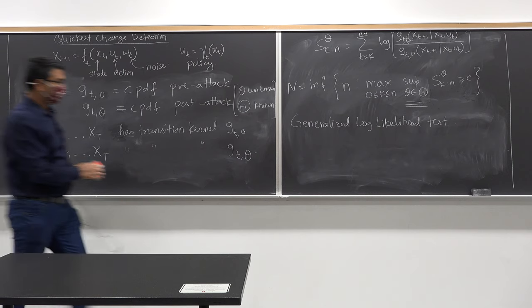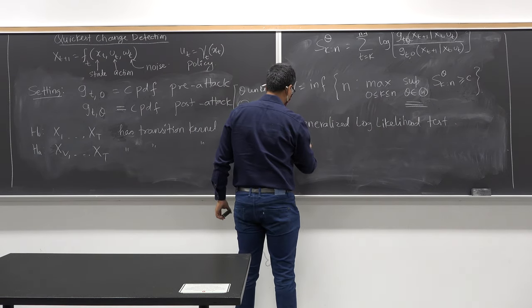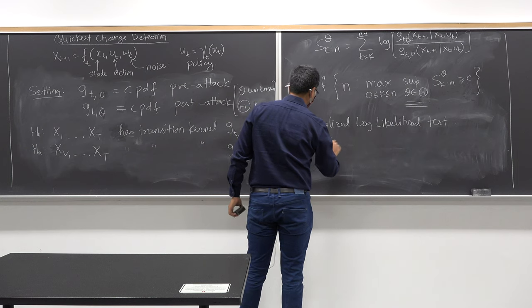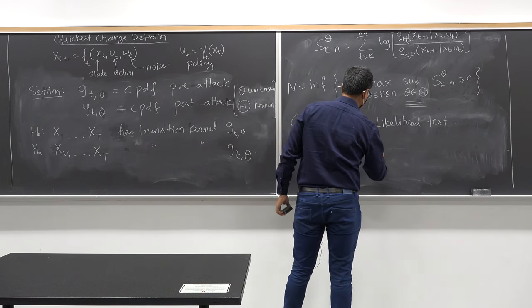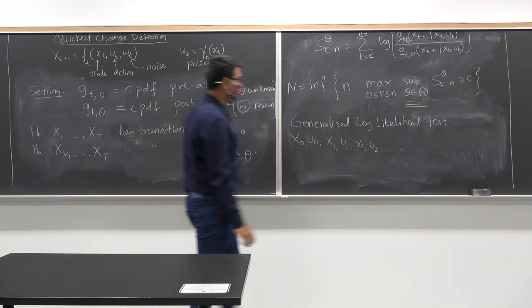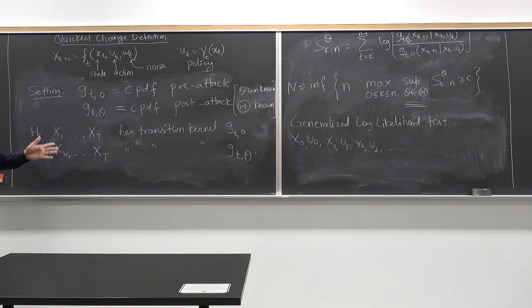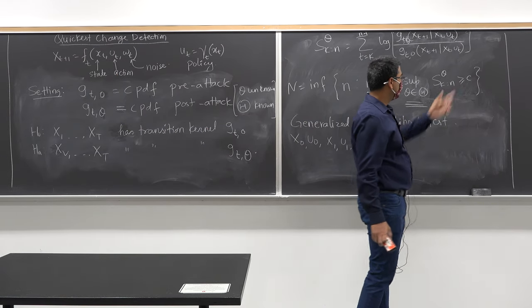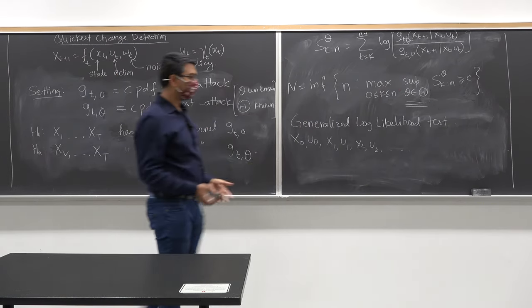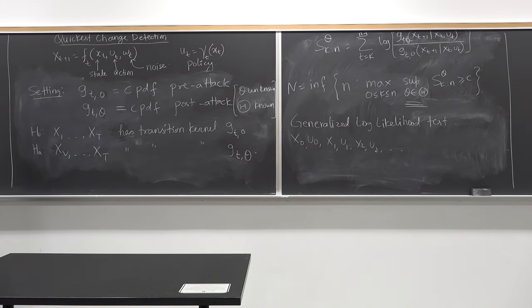So I have this data, x0, u0, x1, u1, x2, u2, and so on. And I'm looking at this data. I'm computing this log likelihood sum. And I'm checking whether it's above the threshold or below the threshold. And if it is above the threshold, I raise an alarm, and then somebody has to come and check if things are working okay, or if it is a false alarm, or if it is actually a true alarm.